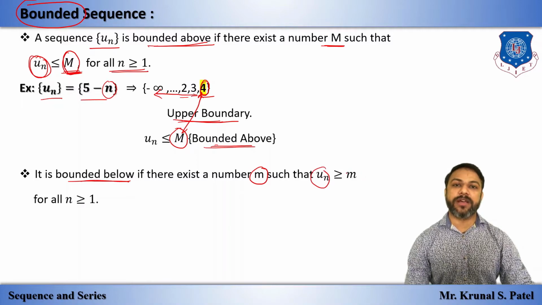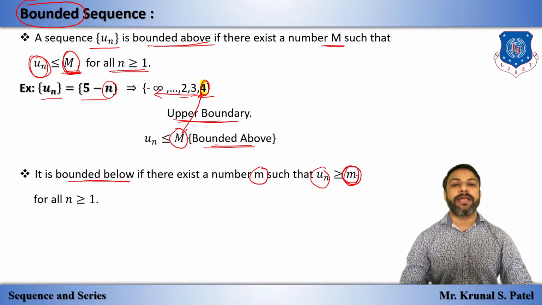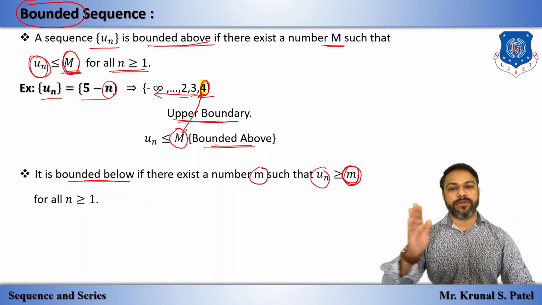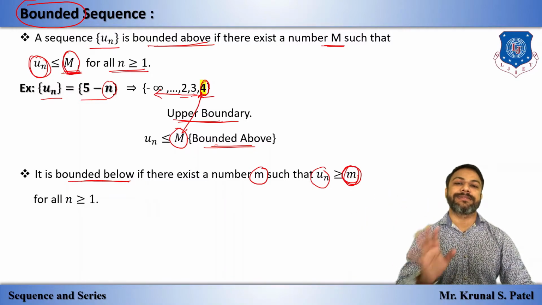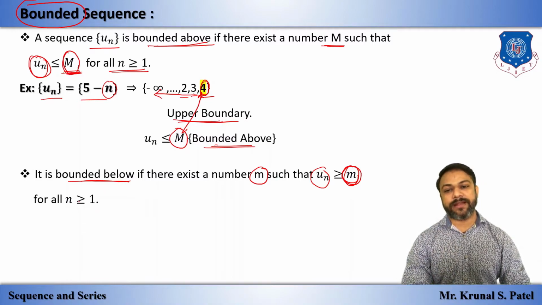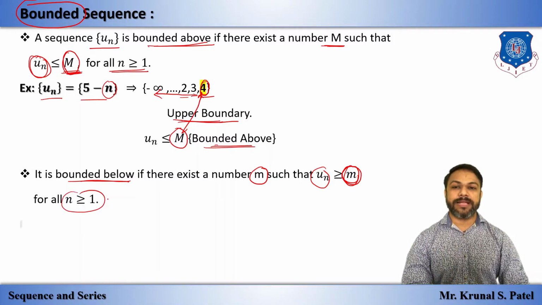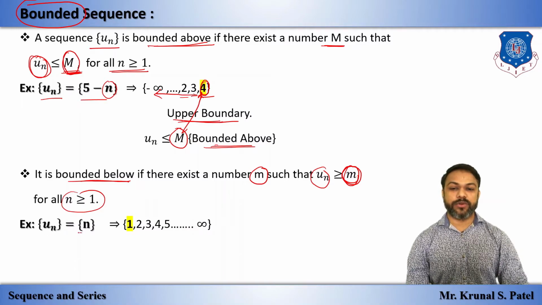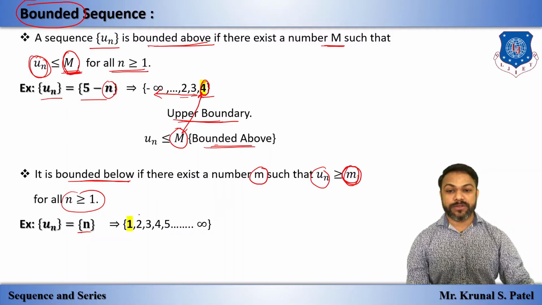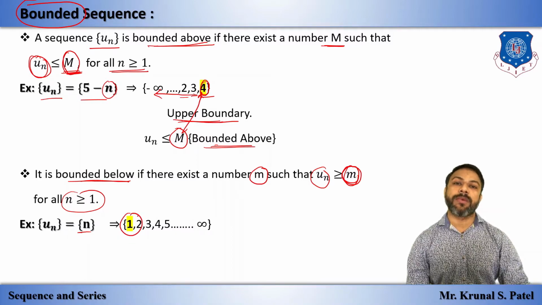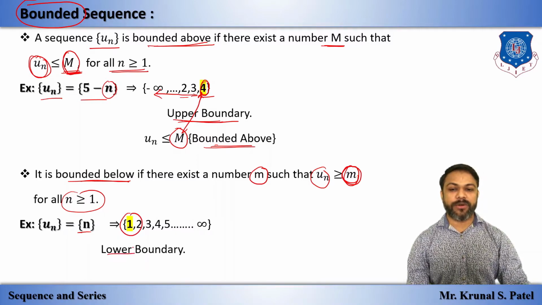sequence are greater than or equal to this m. This is the smallest value, and every other term is greater than this m for all n greater than or equal to 1. For example, un is equal to n. If we start from 1, so 1, 2, 3 up to infinity. So this 1 is our lower boundary.